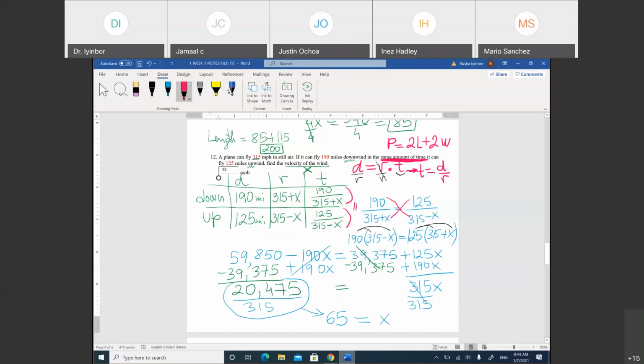So this is the shortcut. How many miles is going down? 190. How many miles is going up? And you subtract them. So 190 minus 125 is going to be exactly 65. And that's the shortcut here. Any questions?